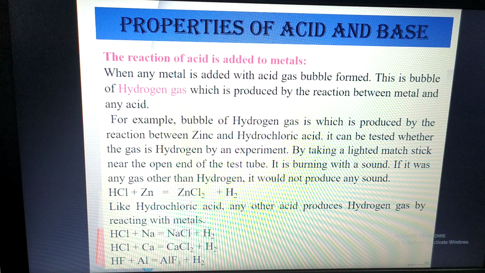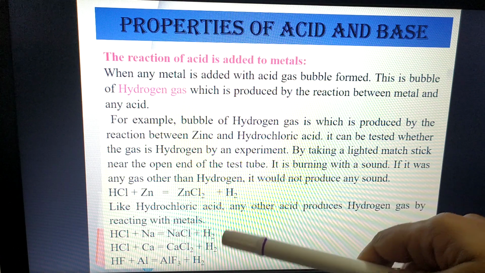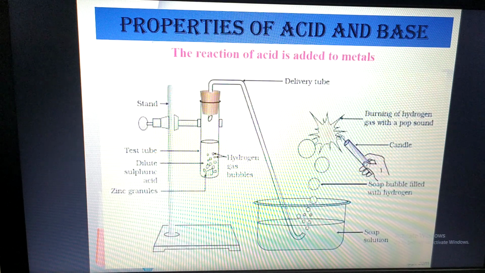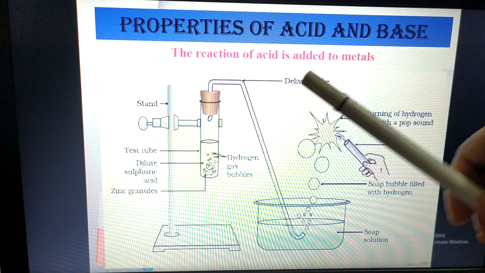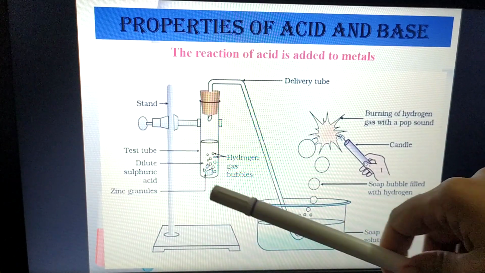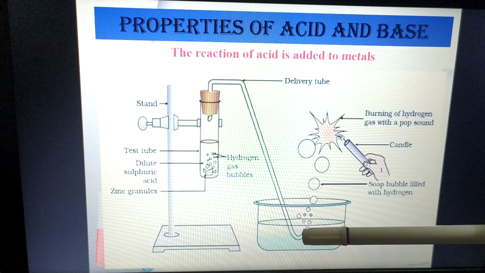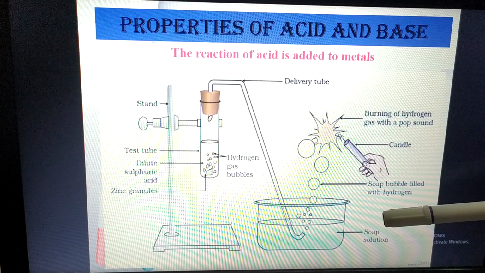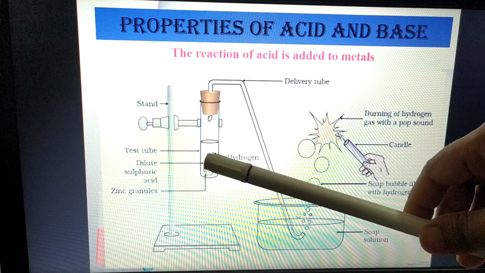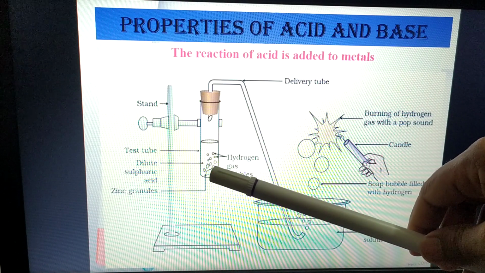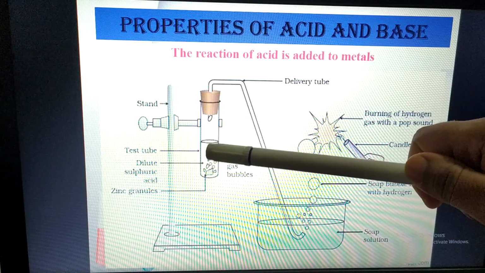Okay, next one, the reaction of acid when the acid is added to metal. This one also we have learned: when acid is added to metal, it will produce hydrogen gas. How will you know it will produce hydrogen gas? By the experiment, obviously. See the experiment. The reaction of acid added to the metal. What is happening here? There is a test tube. In the test tube, sulfuric acid is taken. When you dip zinc granules, that is a metal, at that time it will produce a gas.